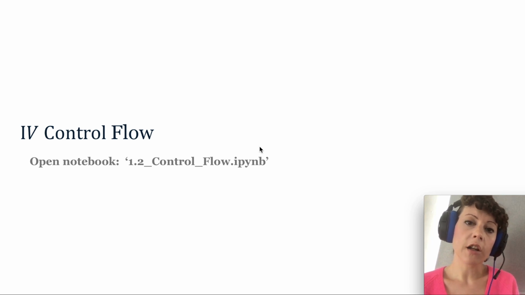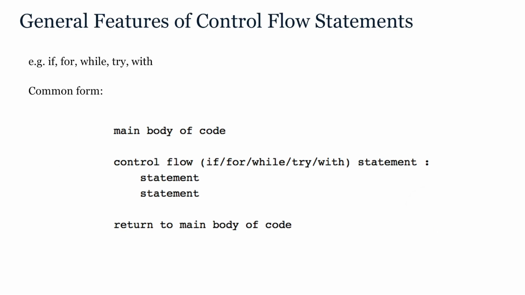In this video we're going to look at loops and conditions for controlling flow through programs. Please open Notebook 1.2. In Python, the flow of code through a program can be controlled by a variety of different types of statements. In this lecture series we'll consider if, for and while, but you may also come across try statements which specify exception handlers or with statements which allow execution of initialization and finalization code.